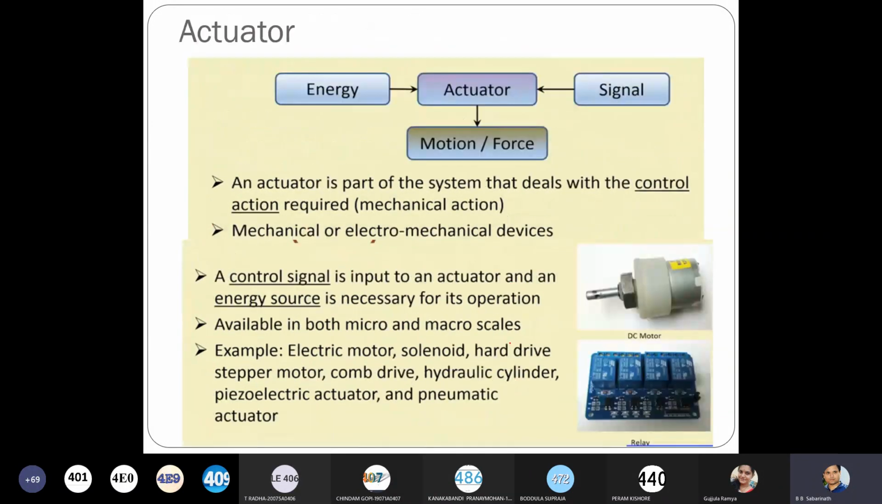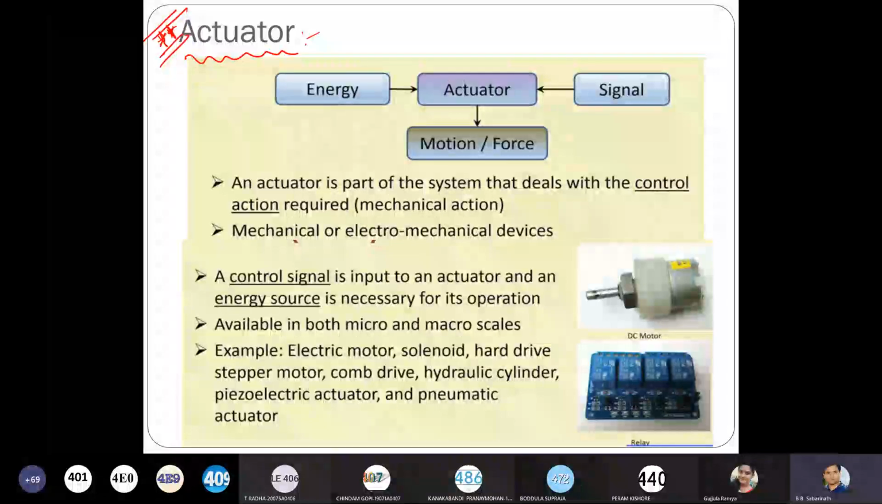So far we have covered the sensor definition, sensor characteristics, as well as sensor classification. Now we go for the actuator. What is an actuator? An actuator is a system that deals with the control action required. Control action is turning on the motor, turning on the relay, turning on the valve, all these things.